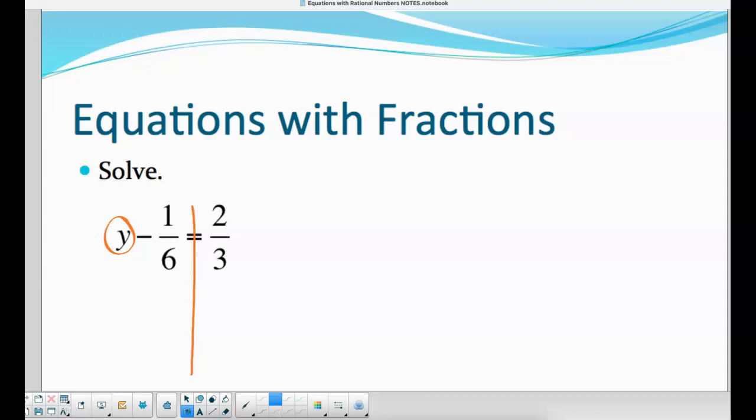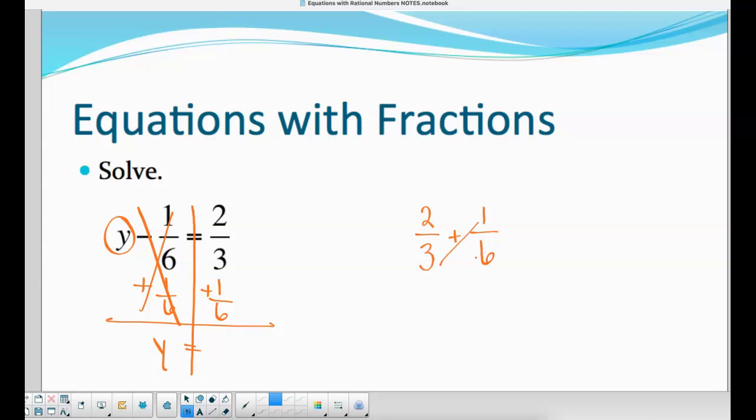Okay, how do I get rid of the minus 1/6? Plus 1/6. So we're going to put plus 1/6 on each side. These cancel out, so I have Y equals. Now I have to do 2/3 plus 1/6. Okay, when you see a fraction problem like this, what are you doing? Common denominator or butterfly. I'm going to use butterfly.